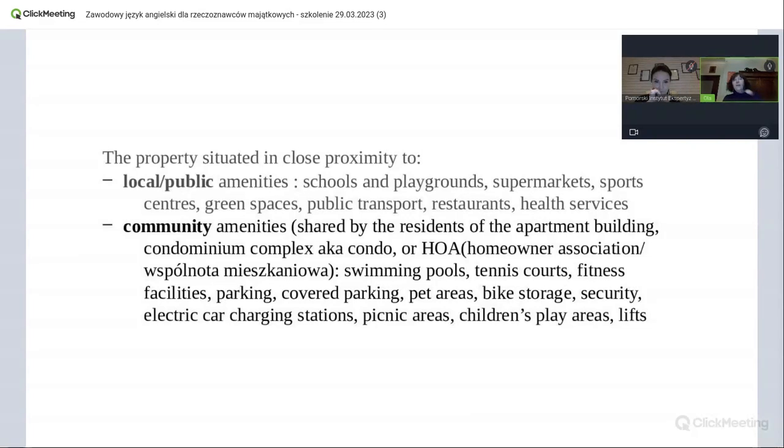And then if these are community amenities, these can be swimming pools, tennis courts, some fitness facilities, parking, covered parking, pet areas, so for animals, bike storage, security, electric car charging stations, picnic areas, children's play areas, lifts, yes, because these all can be quite nice amenities contributing to the value of the property.